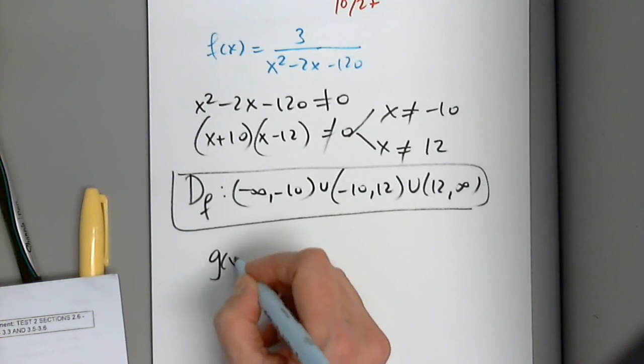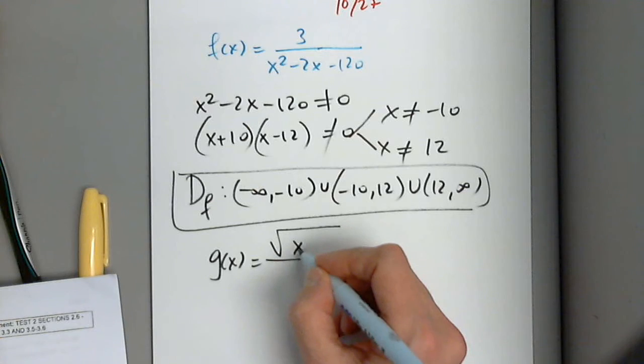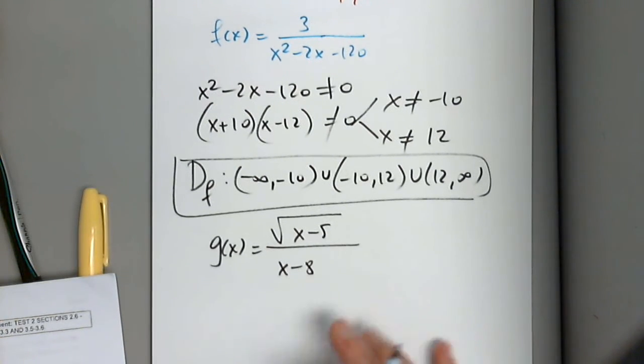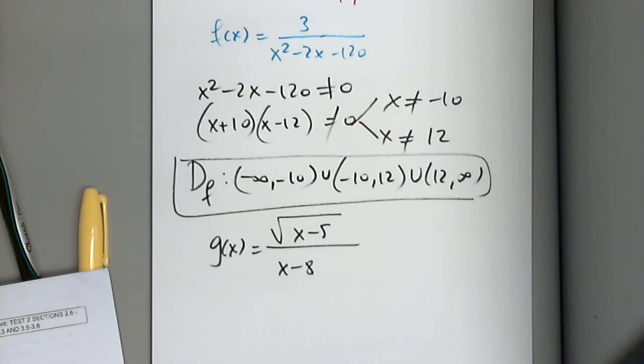So then we have g of x, the square root of x minus 5 over x minus 8. That's number 2. So now here's a question for you. What type of function is this? It looks like a rational, but it's more sophisticated because the top is not a polynomial. The top is a radical function. So this is a ratio of two functions.